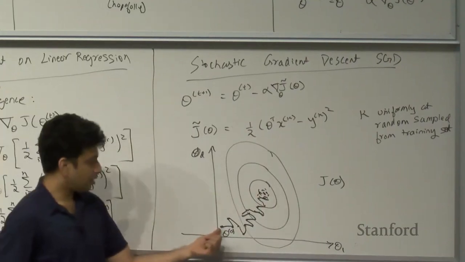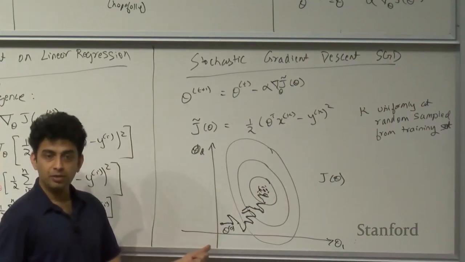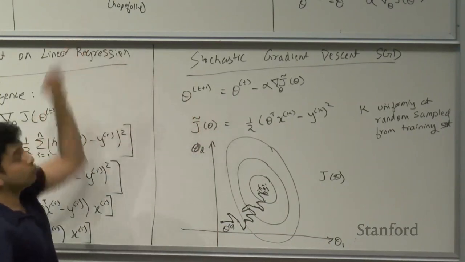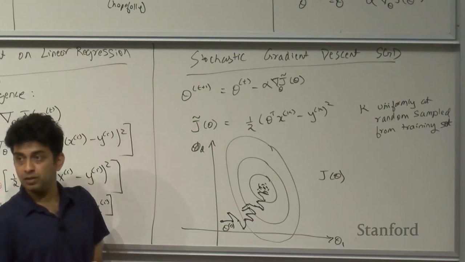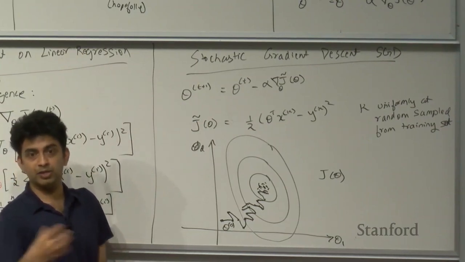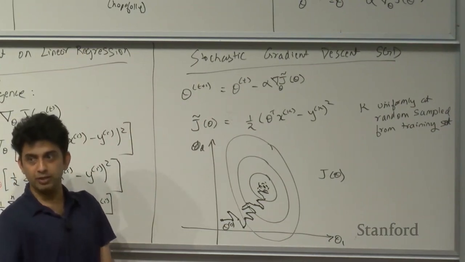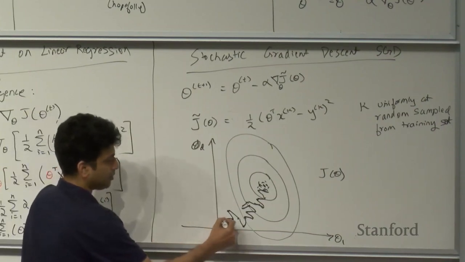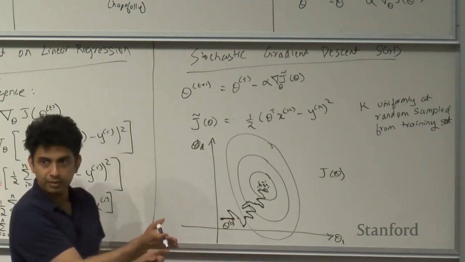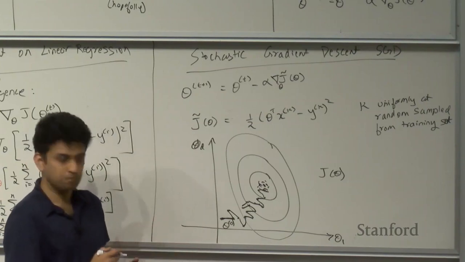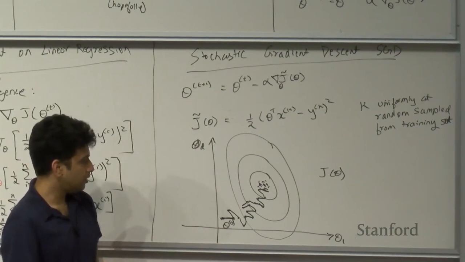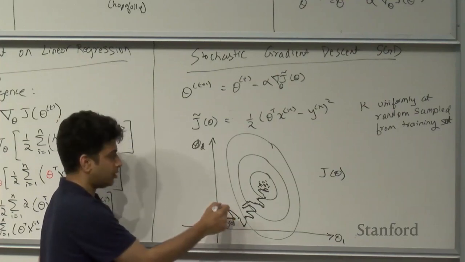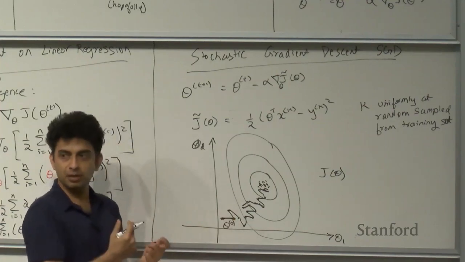We start with theta naught, right? Instead of calculating the gradient with respect to the true cost function, we are calculating the gradient with respect to this proxy cost function, which has only one random example in it, right? And we're going to make a step in the negative gradient of that proxy cost function, and that's going to be our theta 1. And theta 2 will be with respect to the next random example.